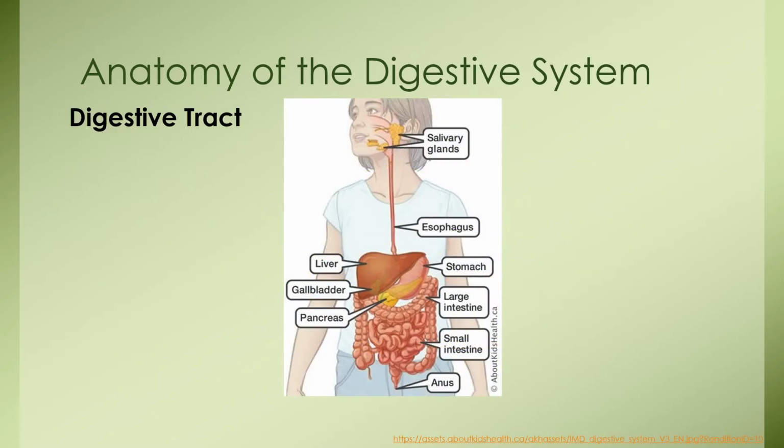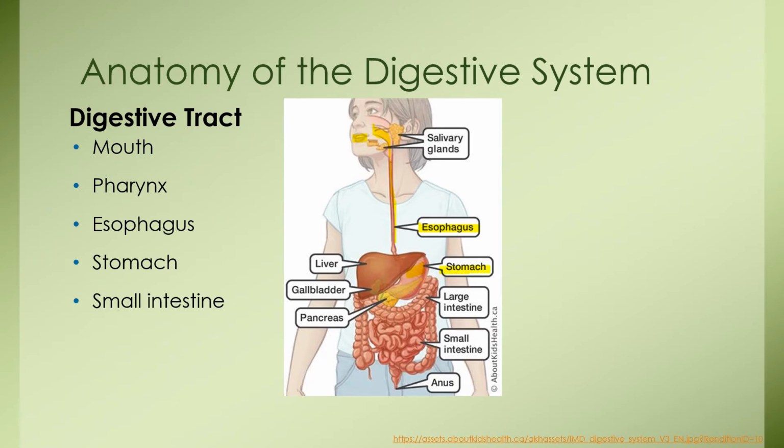The digestive tract is composed of the mouth, so the mouth here, the pharynx, so this part here, the esophagus, so this long tube here, the esophagus, the stomach, so this organ here, the small intestine, so that's the small intestine that is inside, and the large intestine that's outside. So these are the main organs of the digestive tract.